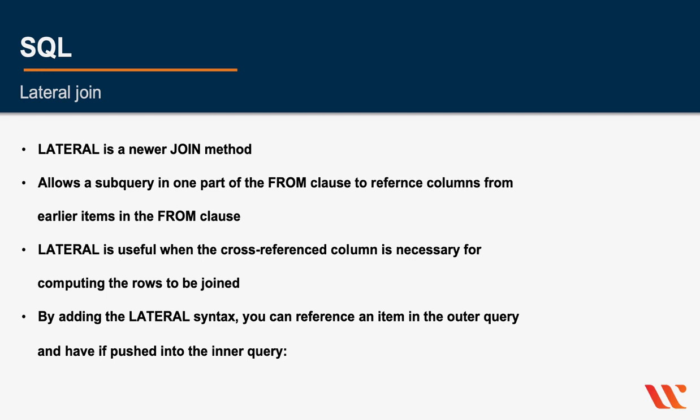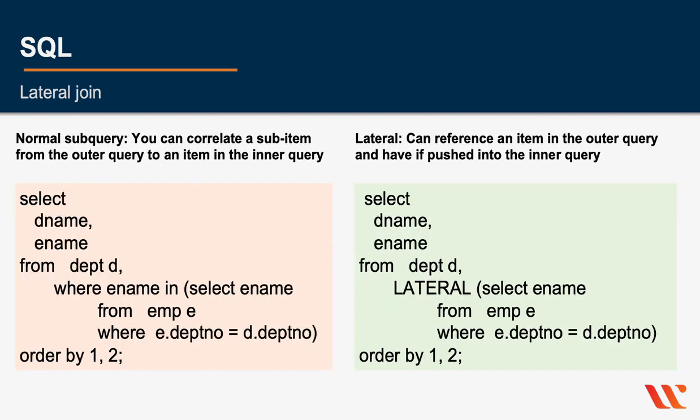Lateral is a newer type of join method. It allows a subquery in one part of the from clause to reference columns from an earlier part of that same from clause. So lateral is useful when you're using cross joins, or if you're cross-referencing a column and you need to be able to get the computed value in order to use it for a result set. Adding the lateral syntax, you can reference that item in the outer query and it will be pushed into the inner query. So let's look at an example here.